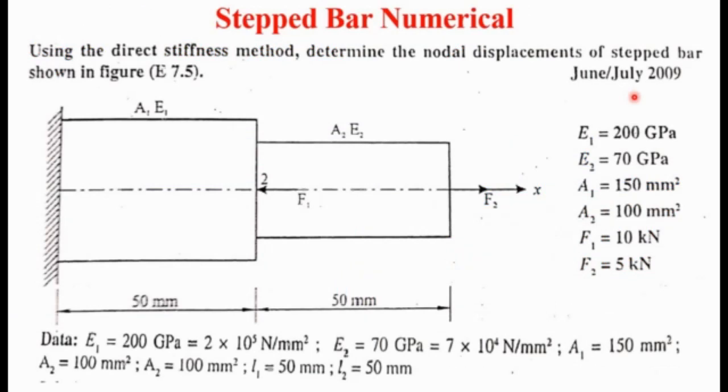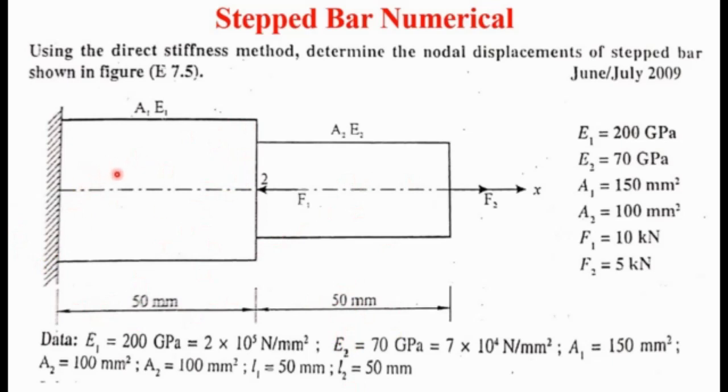So this is an example which is given here. Using the direct stiffness method, determine the nodal displacement of the stepped bar as shown in the figure. This stepped bar is fixed at this end. The first step has a length of 50 mm, and the second step again has a length of 50 mm.